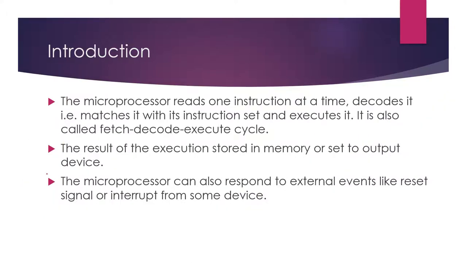The microprocessor reads one instruction at a time, decodes it, that is, it matches it with the instruction set, and executes it. It is also called the fetch, decode, execute cycle. That means, whenever you write a program, your program is available in the memory. Microprocessor is a different device, memory is a different device.